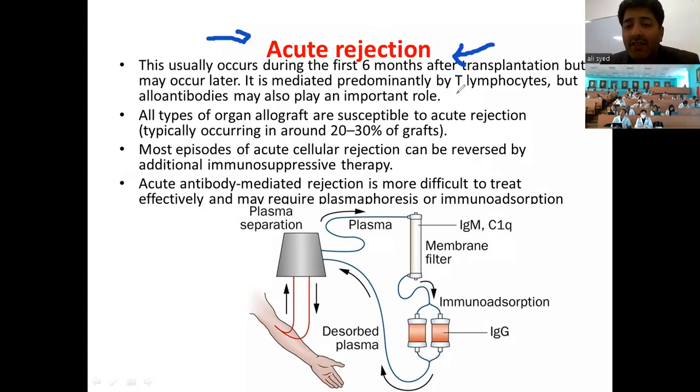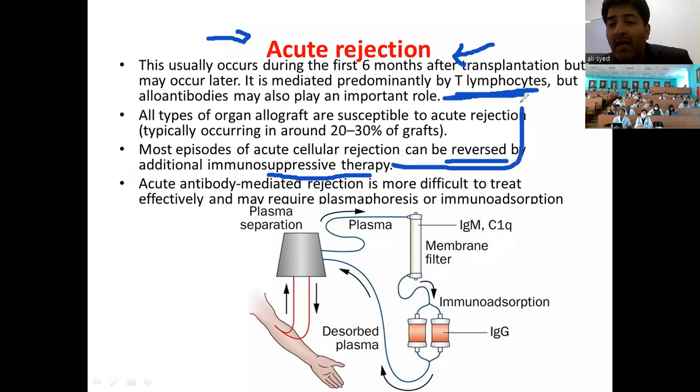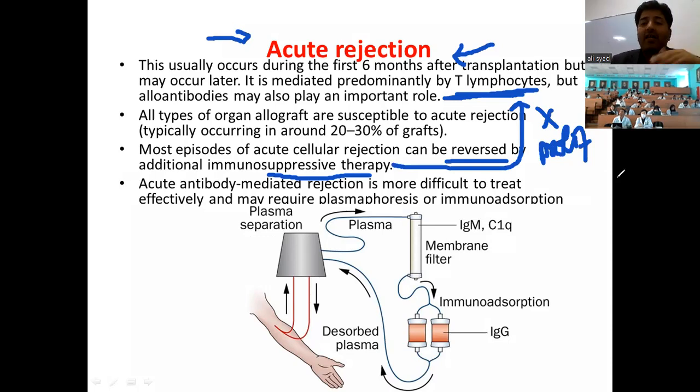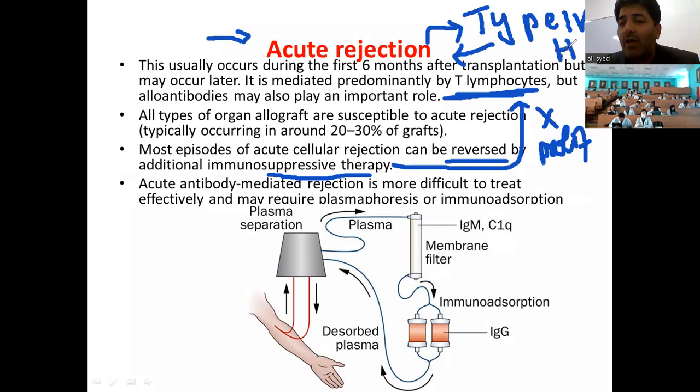The cause of acute rejection is predominantly T lymphocytes. And how are you going to manage this acute rejection? You can reverse it by giving immunosuppressive therapy. The immunosuppressive therapy acts on these T lymphocytes so they do not proliferate. When there is no proliferation, there will be no reaction and you can reverse the acute rejection in the patient. And please remember, it is a type 4 hypersensitivity reaction.